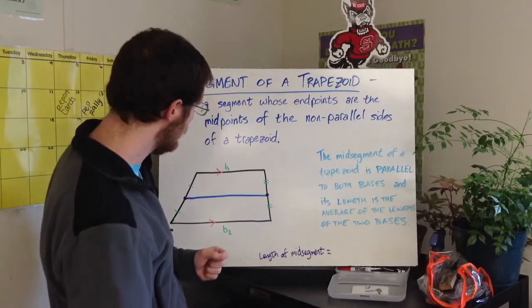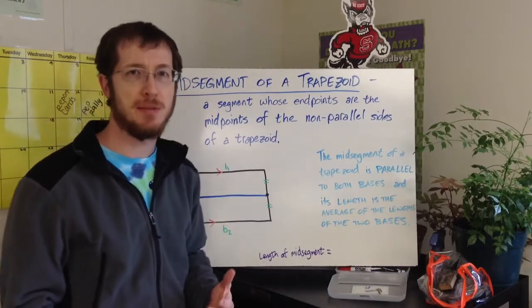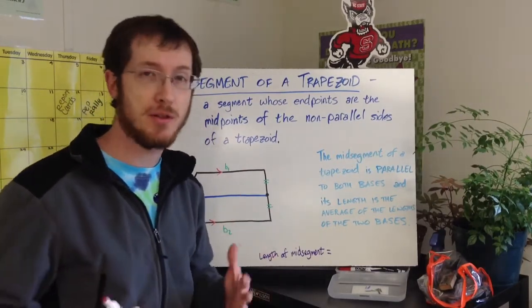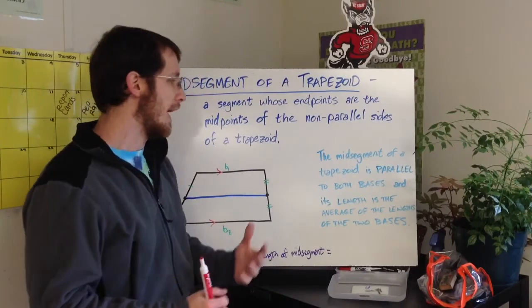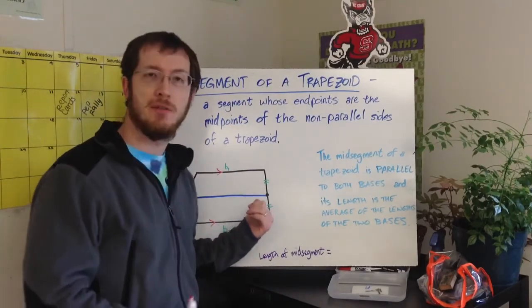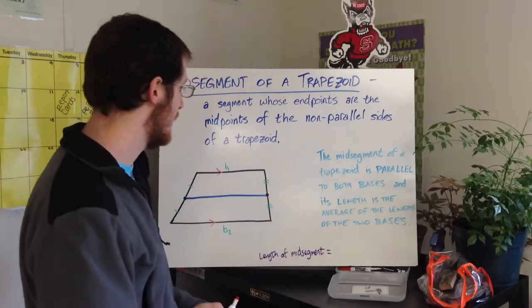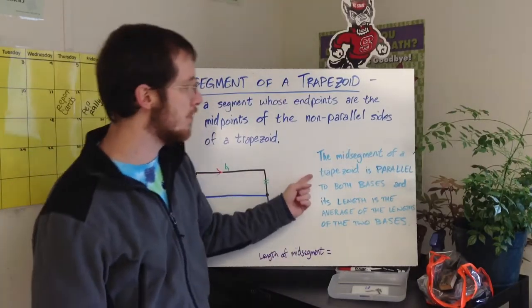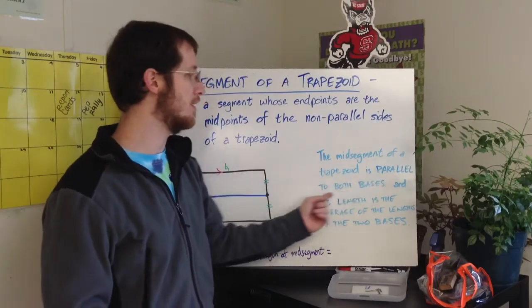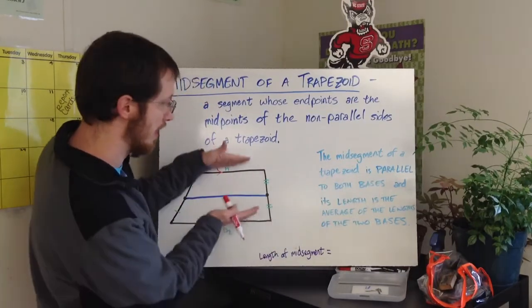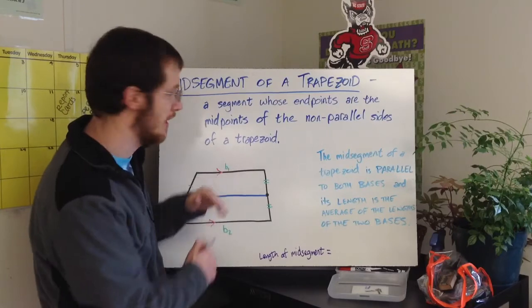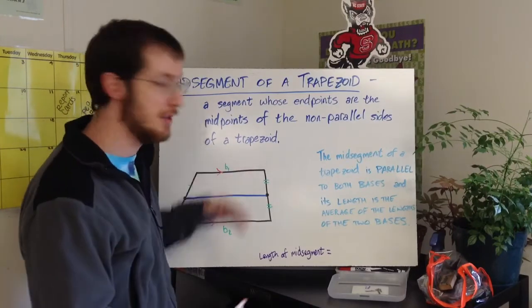So, what makes a midsegment special? Well, similar to a midsegment of a triangle, where the midsegment was half the length of the base and parallel to the third side, the midsegment of a trapezoid is parallel to both bases. So in a trapezoid we've got two sides on either side of the midsegment. It's parallel to both of them.